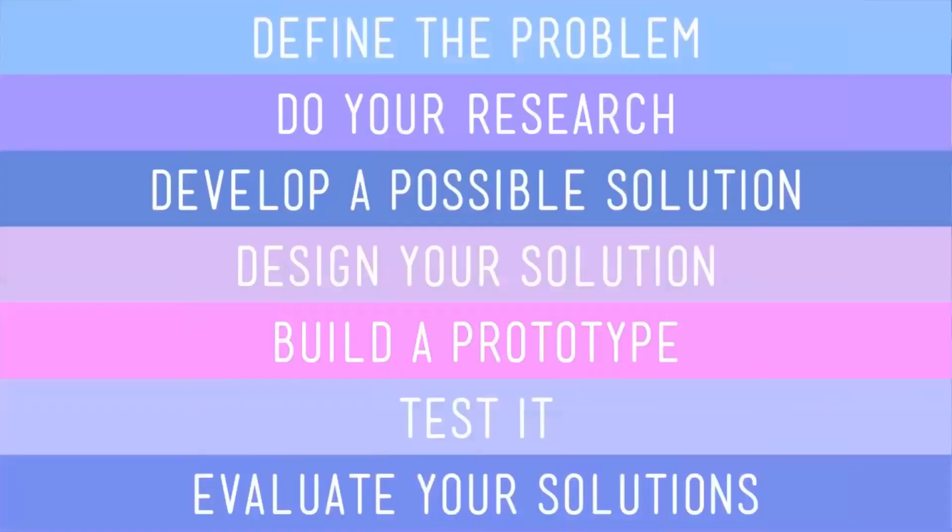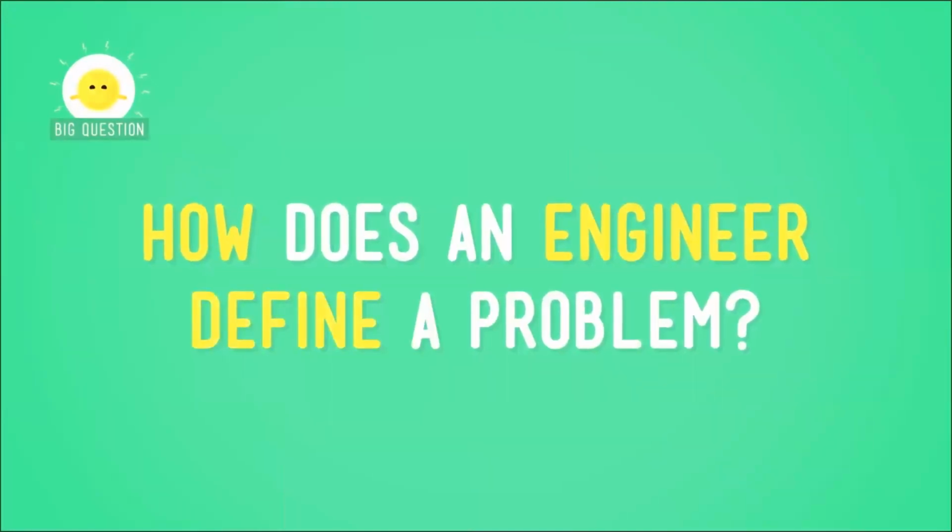And the first step in that process is defining the problem. When an engineer identifies a problem he or she hopes to solve. But that first step isn't as simple as you think it is. So it's time for our big question. How does an engineer define a problem?